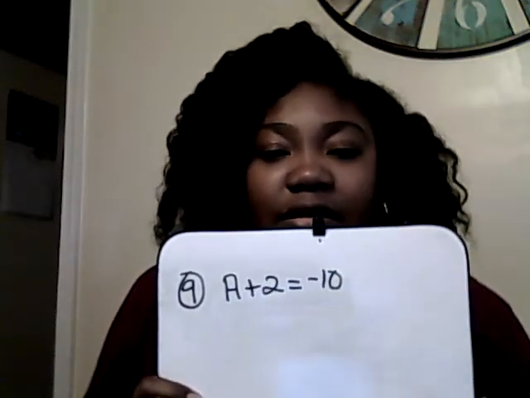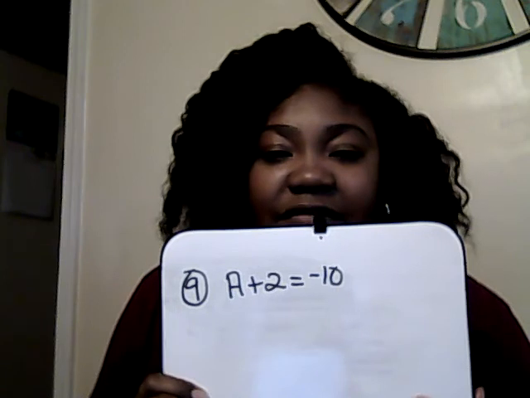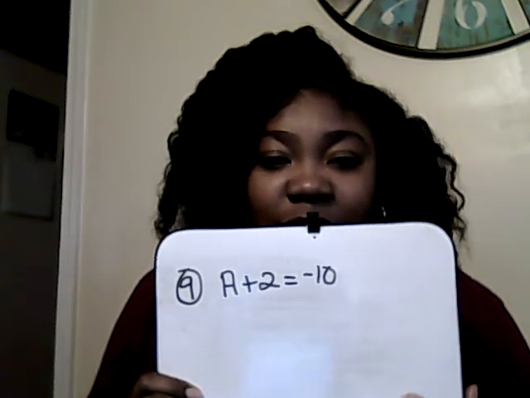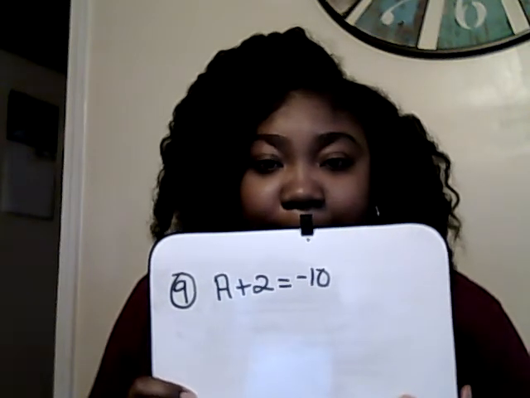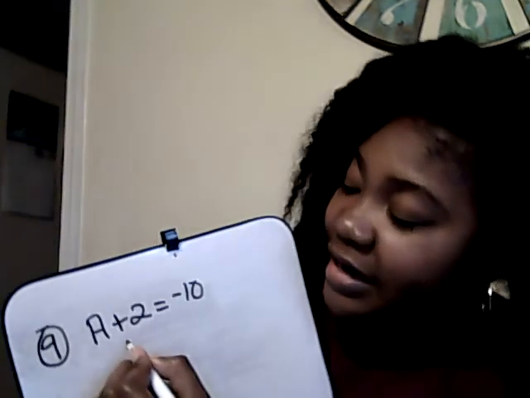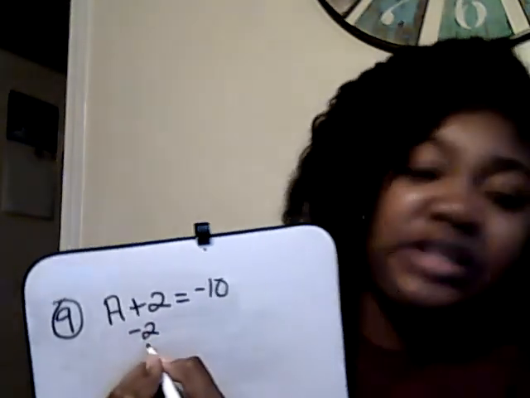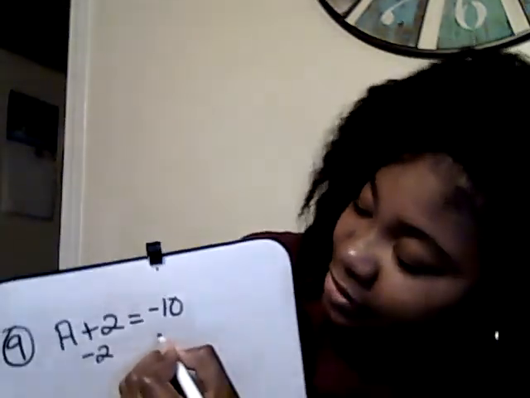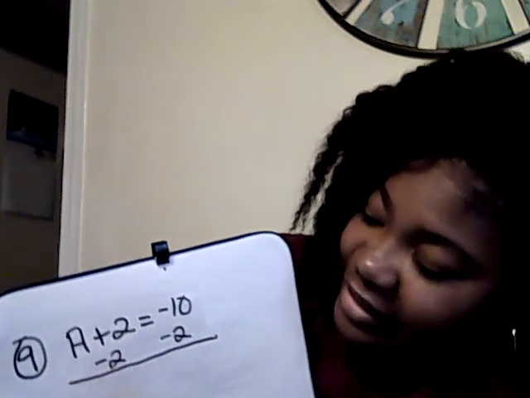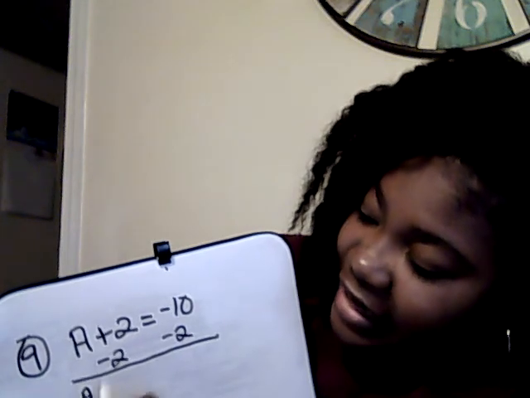That's A plus 2 equals negative 10. A plus 2 equals negative 10. So what is the first step we do on this one? Correct. Take 2. It's already positive, so I have to do the opposite and make it negative 2. If I do it to this side, I have to also do it to the other side. So negative 2. Alright, bring everything down that can be brought down. So A, that cancels out.